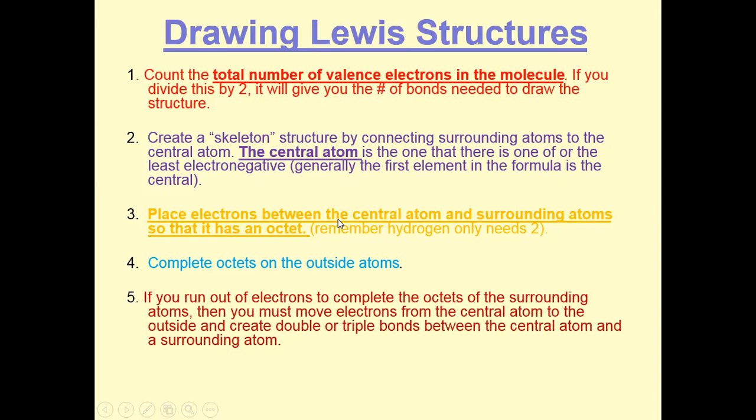Three, place electrons between the central atom and surrounding atoms so that each has an octet. Remember, hydrogen only needs 2. Complete octets on the outside atoms. If you run out of electrons to complete the octet of the surrounding atoms, then you must move electrons from the central atom to the outside and create a double or triple bond between the central atom and the surrounding atom.